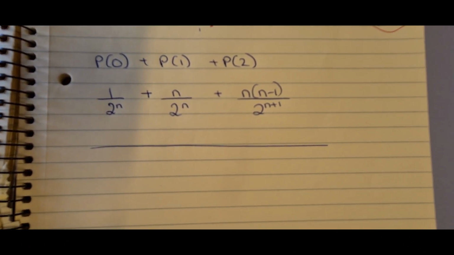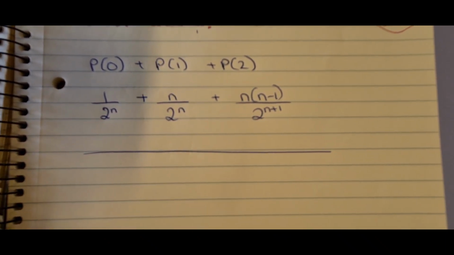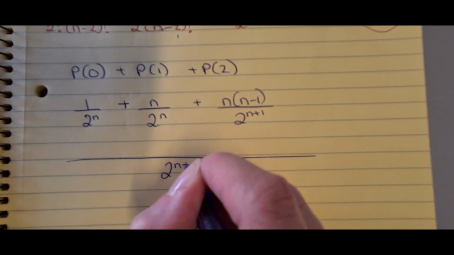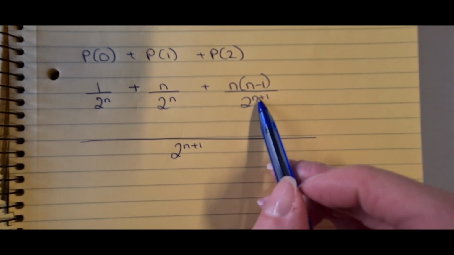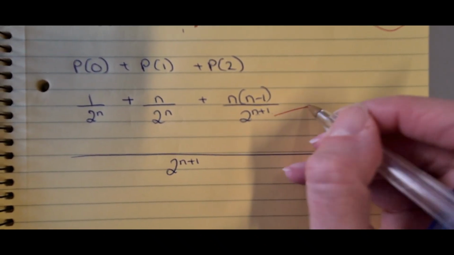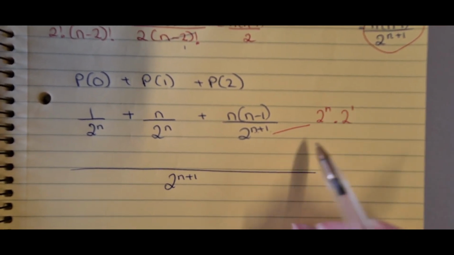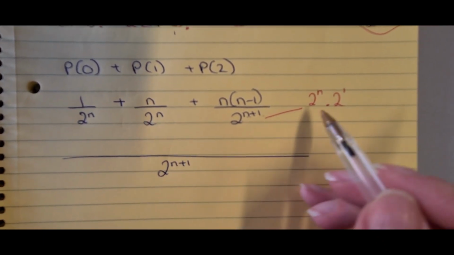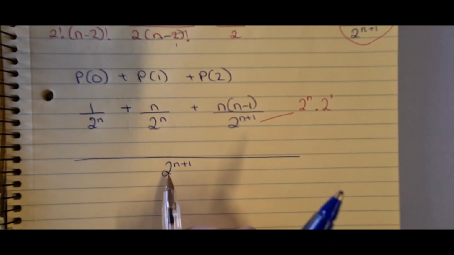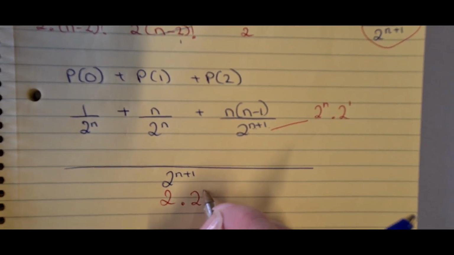Now, the lowest common denominator, or lowest common multiple between those 3 terms is going to be 2 to the power of n plus 1. Because basically, trapped inside 2 to the power of n plus 1, there already is a 2 to the power of n. Like if you were to split those up, that is the same as 2 to the power of n by 2 to the power of 1. Okay? So obviously that's a 2 to the power of n, that's a 2 to the power of n, and that's 2 times 2 to the power of n. So the lowest common multiple is going to be 2 to the power of n plus 1, or you can write that as 2 times 2 to the power of n.